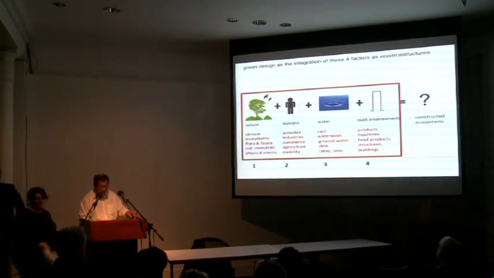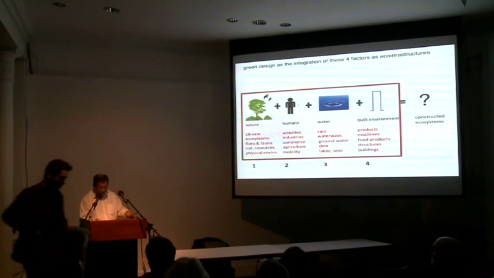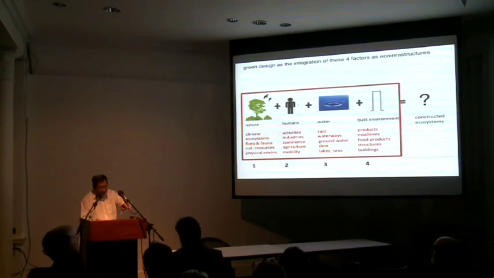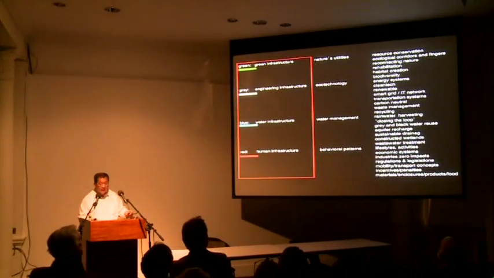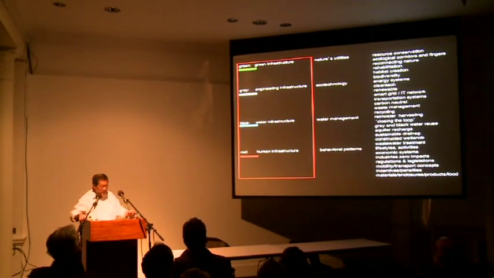So back to this diagram of the four constituents. I started to look at it in a different way, and I started to color code them. I call them the green infrastructures.